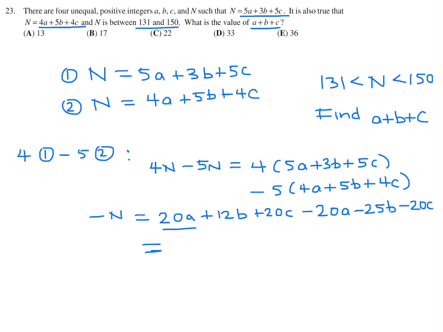And I did that for a purpose because now the a's cancel and the c's cancel. So I'm left with minus 13b is minus n, or n is equal to 13b, and b, therefore, is equal to n over 13. All right? So that's the first part of our manipulation of these equations.